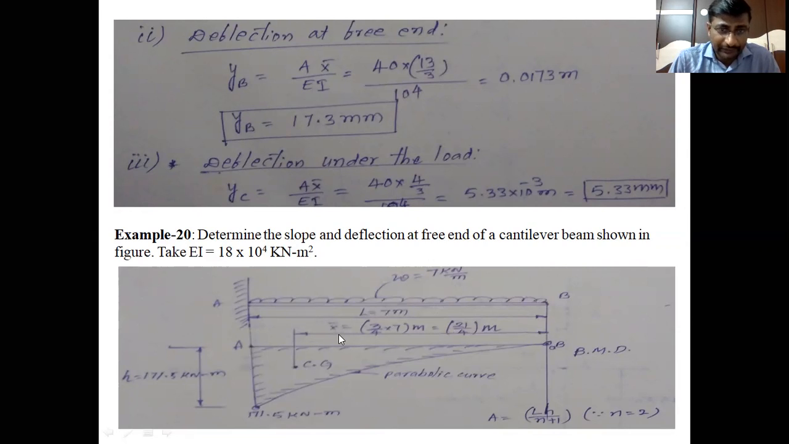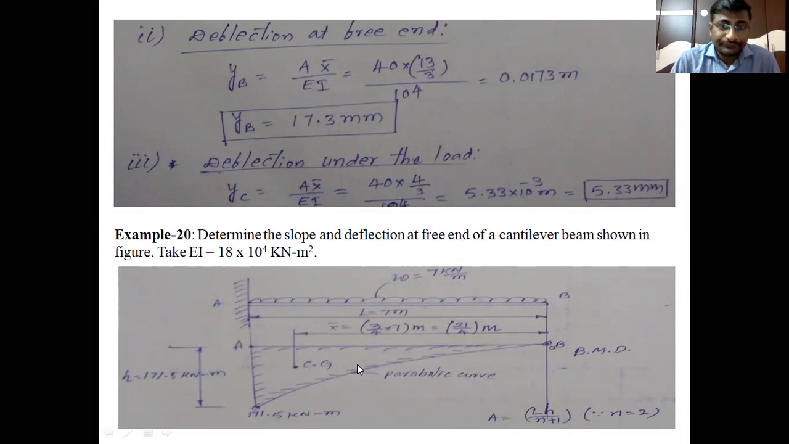How to locate it? The formula for the area is L H by n plus 1. And x bar, the distance of the CG from the apex, is L into n plus 1 by n plus 2. Here the n value for a parabolic curve is 2.